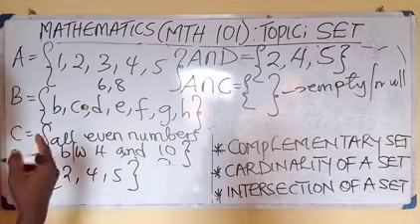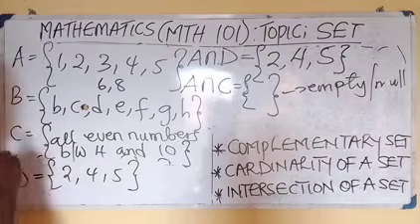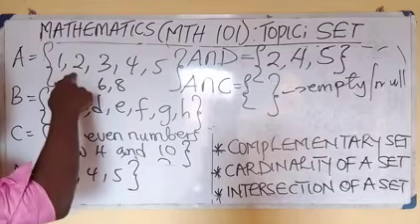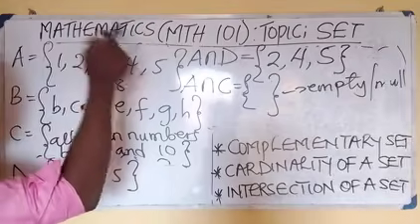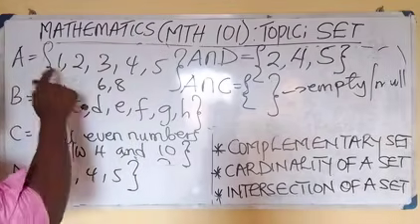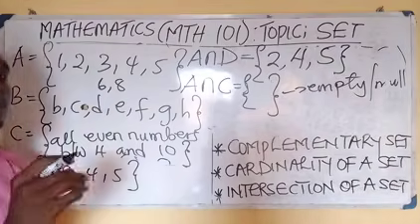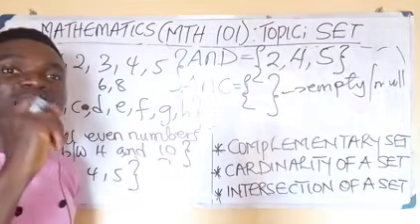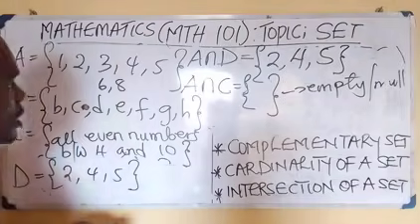If I want to express the union of set A and D, you know what to do, right? So 1, 2, 3, 4, 5. That becomes the answer. Don't forget the union of a set means the combination of the elements of the two sets without any repetition. So please take note of that.